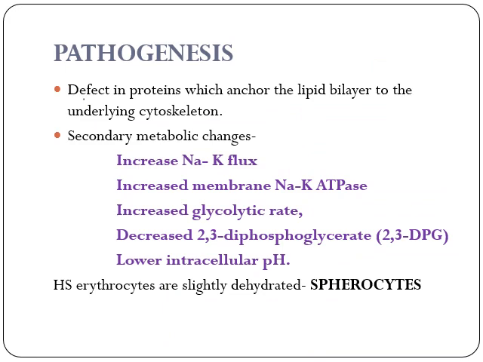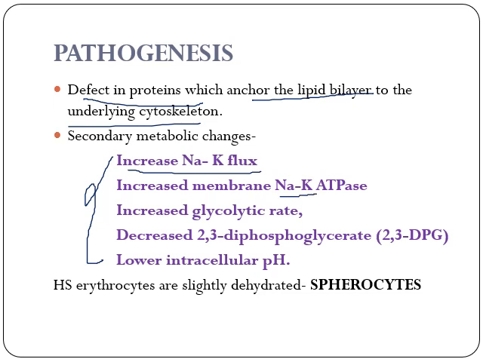So whenever there is a defect in the protein which anchors the lipid bilayer to the underlying skeleton, there will be secondary metabolic changes which I was talking about, like increased sodium potassium flux due to increased activity of sodium potassium ATPase. As a result, what will happen? There will be too much influx of sodium, and water always accompanies the sodium. The RBC will be more swollen and it will lead to lysis.